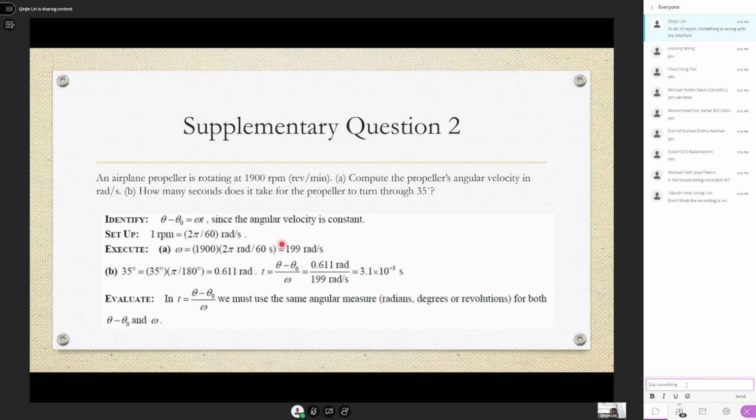Once you have it in radians per second, you can apply your kinematics. They ask how many seconds it takes to turn through 35 degrees. 35 degrees is the angular displacement, correct? It's given to you. And the angular velocity, they have already given to you also.